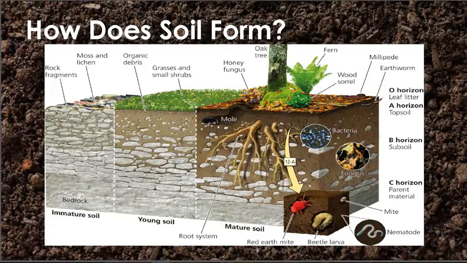If I go a bit down, I see a lot of bacteria, fungus, and if I cut it vertically further, I can segregate it in terms of immature soil, young soil, mature soil. In the mature soil, you see a lot of moles, root systems, red earth mite, beetle larva, which are part of the soil, mite, nematode, etc.